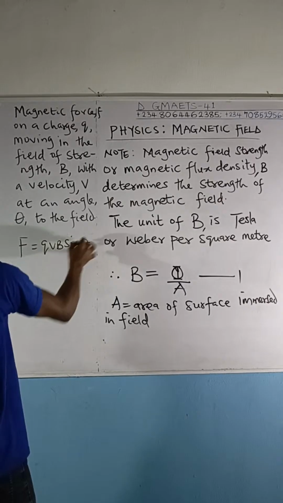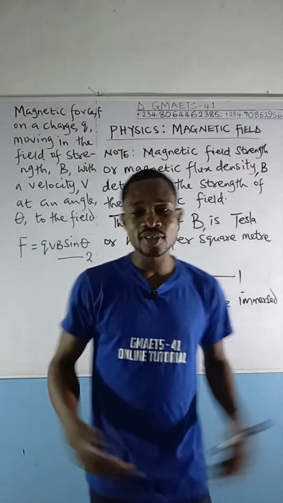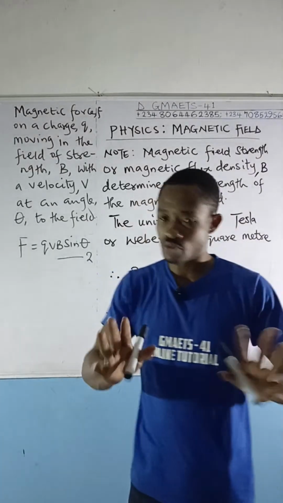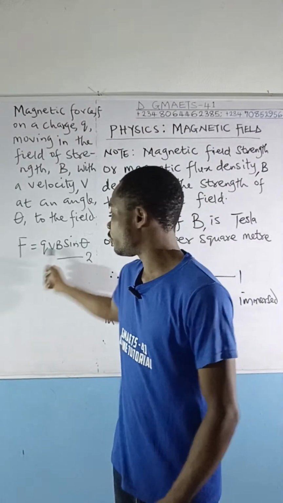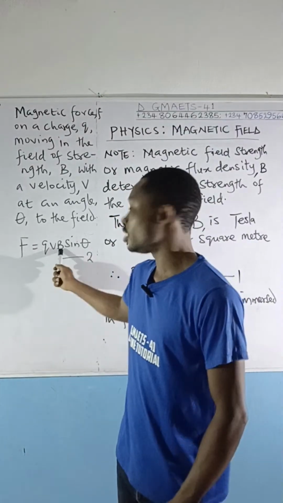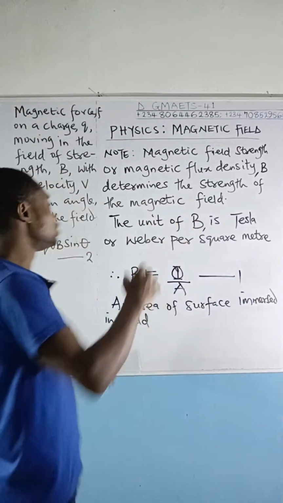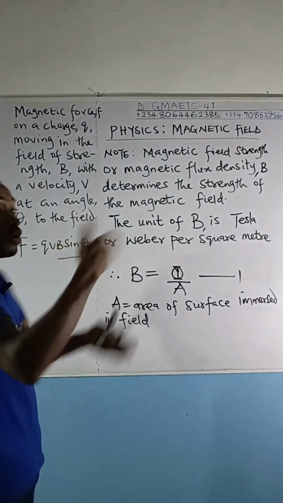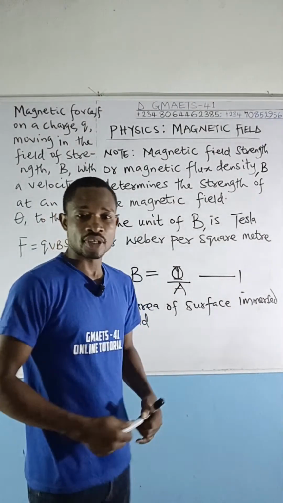So you are expected to memorize this, equation 2. QVB sine theta, just a simple formula, right? Straight on like that. So you know the value of the charge, you know the value of the velocity, you know the value of the field strength. And maybe if you know the angle at which the charge is moving through the field, right? Following, right? You use sine theta.